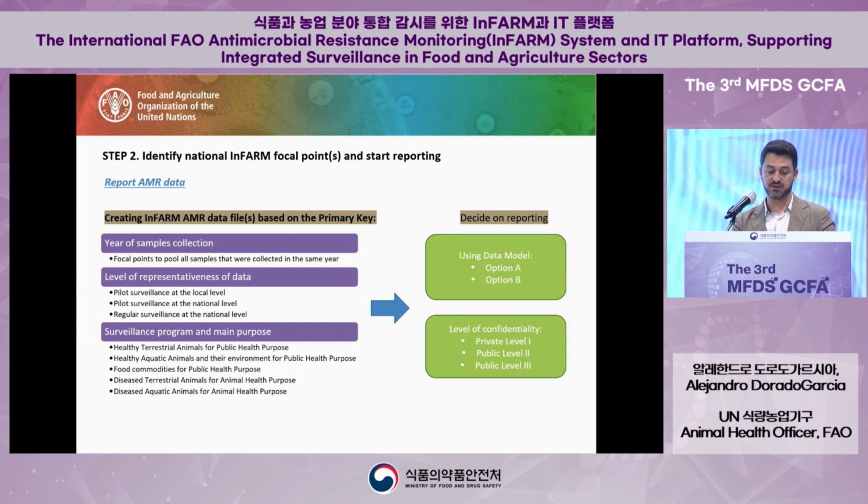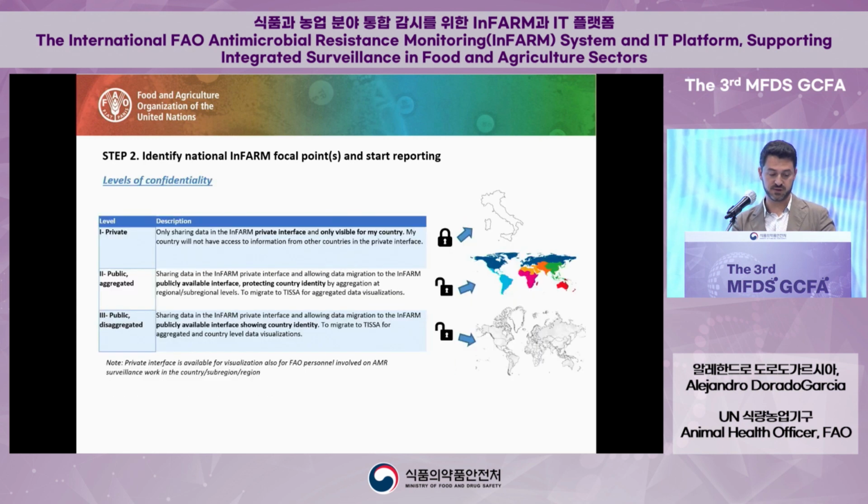And there are 3 levels of confidentiality. I'm going to explain them now. So the first level is to keep the information private, only for the country. So countries are going to share the data into the private interface. They will access the interactive data visualizations just for their own. And then there are 2 public levels that countries can decide to share this information.